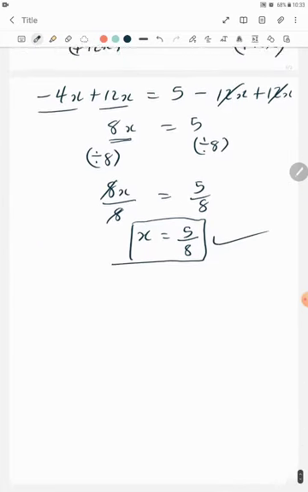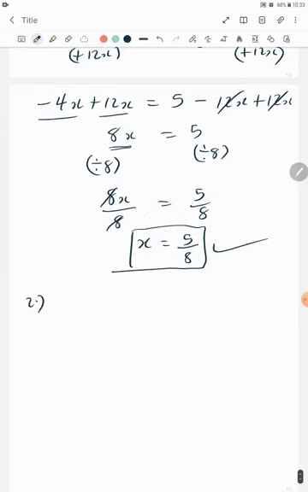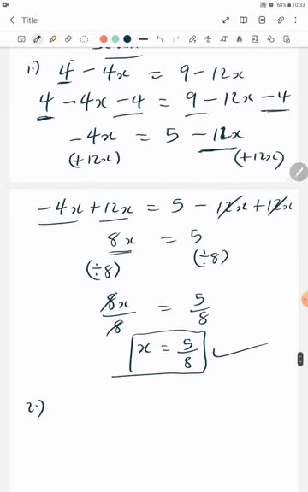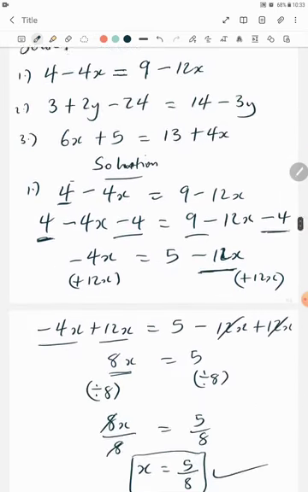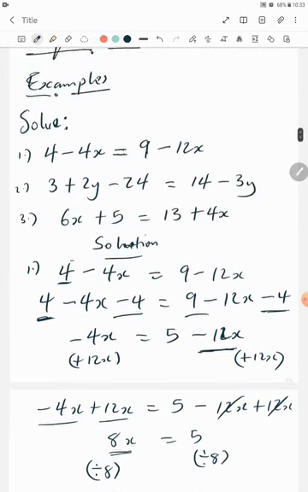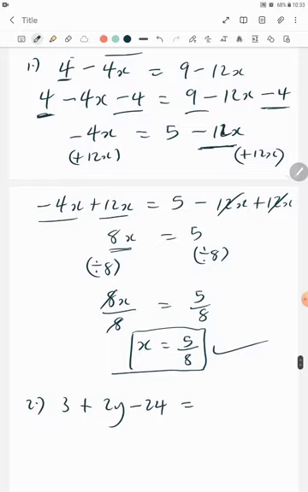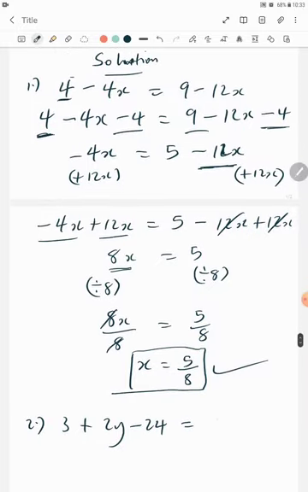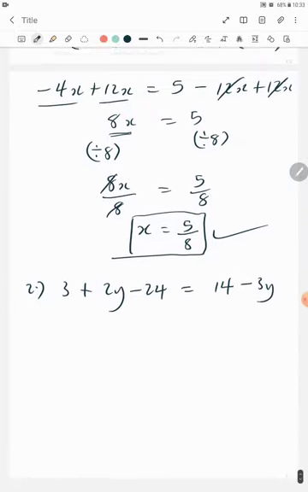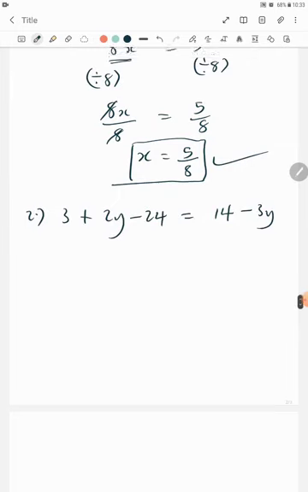So with example 2, you should get a better understanding. Let's do example 2. 3 plus 2y minus 24, and then on the other side I have 14 minus 3y. Don't forget, we want to begin by removing the numbers on the left hand side.